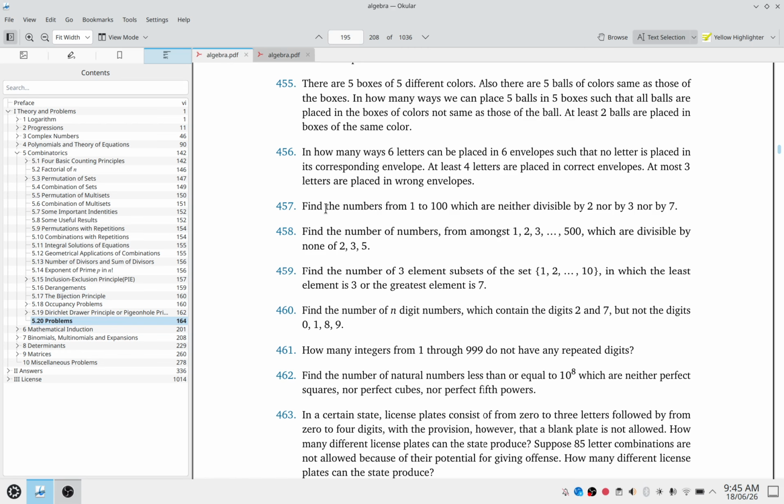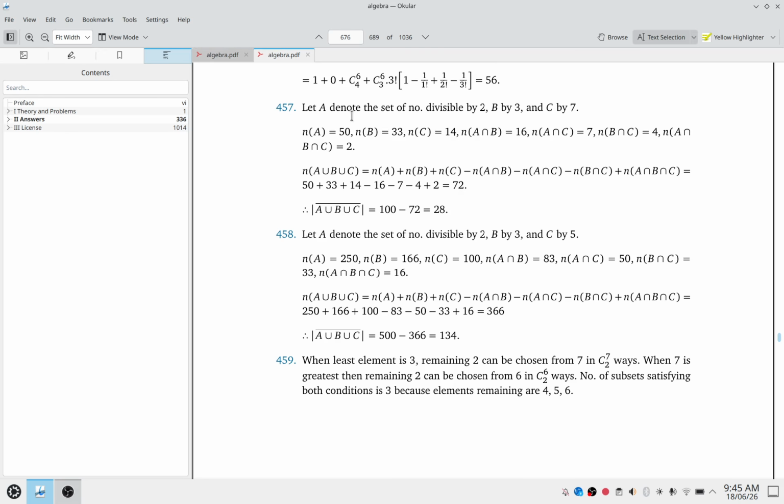Question 457 says that find the number of numbers from 1 to 100 which are neither divisible by 2 nor by 3 nor by 7. So we let A denote the set of numbers divisible by 2, B by 3 and C by 7. So n(A) is 50 and n(B) is 33 and n(C) is equal to 14. Now we find the intersections. So A intersection B will mean divisible by 6, that is 16. A intersection C will mean divisible by 14, that is 7, and so on. This A intersection B intersection C will mean 2 times 3 times 7. So this is divisible by 42. So we have got this number as 2.